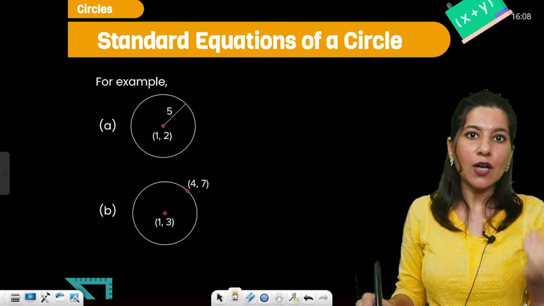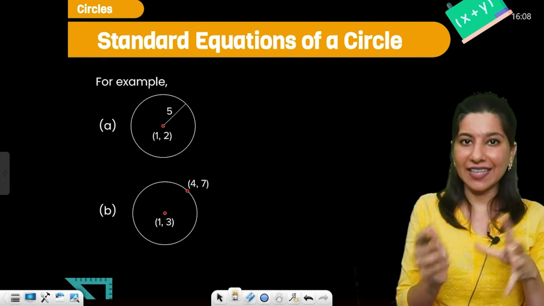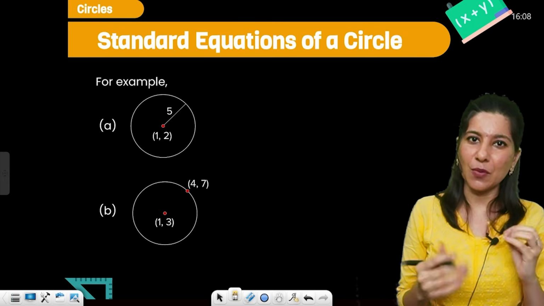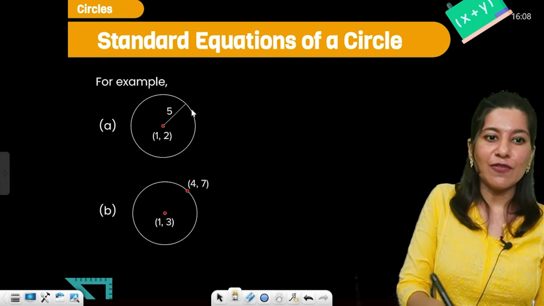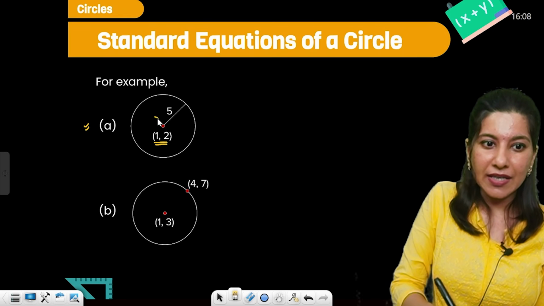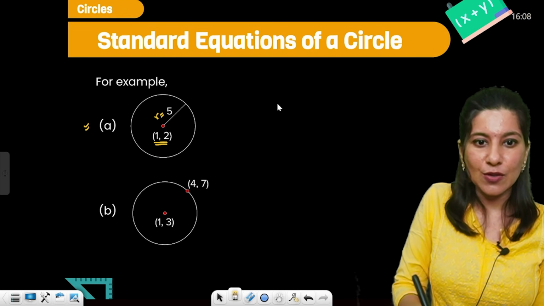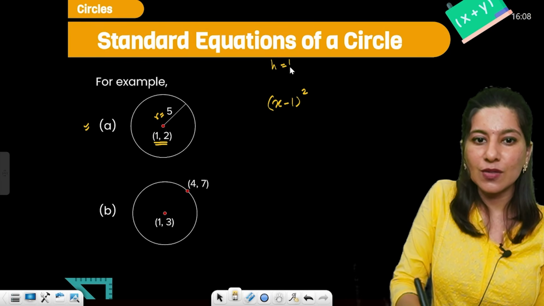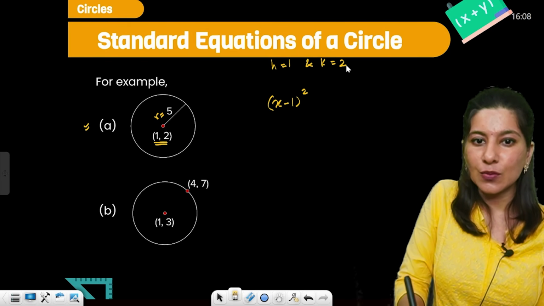All right, now let us do one thing. Let us apply this equation of a circle in a few very small examples to build the basics. For example, in part A, it has center (1, 2), radius is 5, correct? So it is going to be (x minus 1) whole square, because here h is 1 and k is 2.